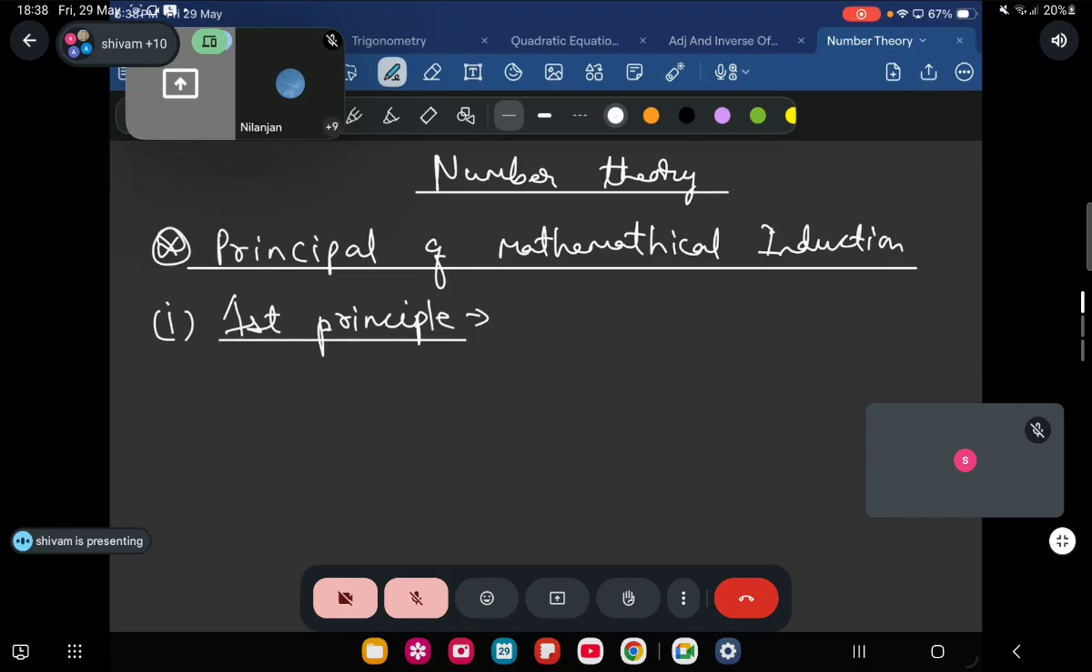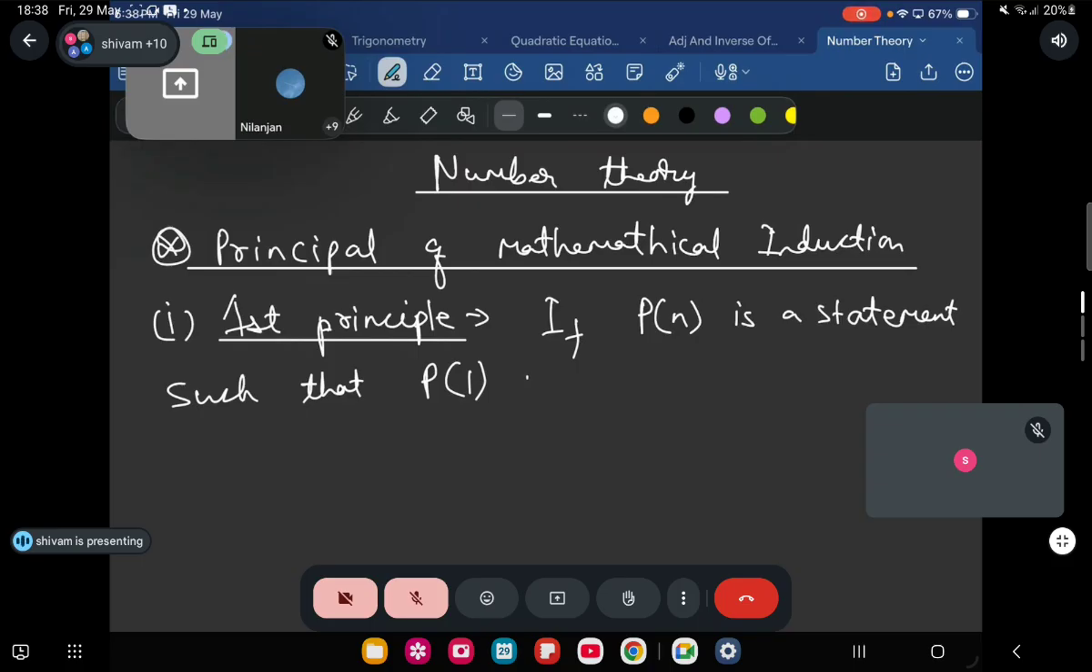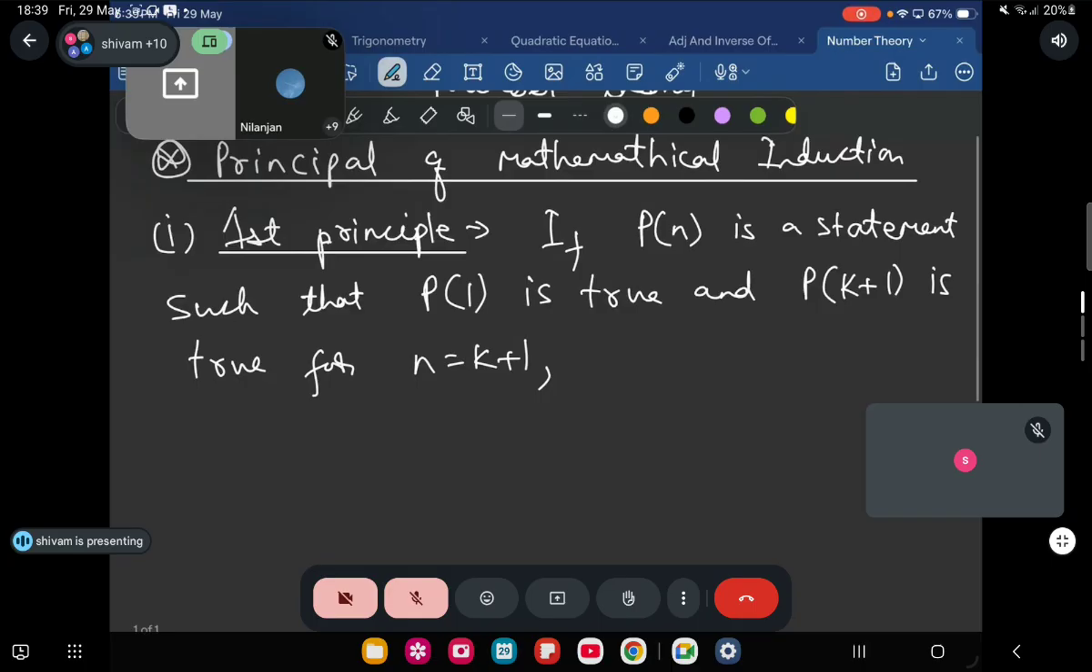That is, if Pn is a statement for n belonging to natural numbers, such that P1 is true, and Pk plus 1 is true for n equal to k plus 1, then Pn is also true for n equal to k.